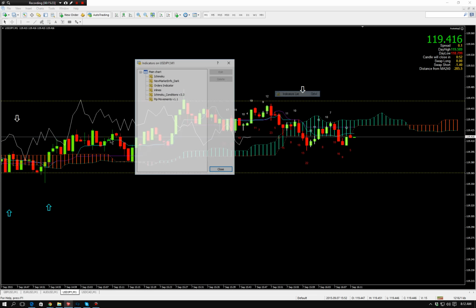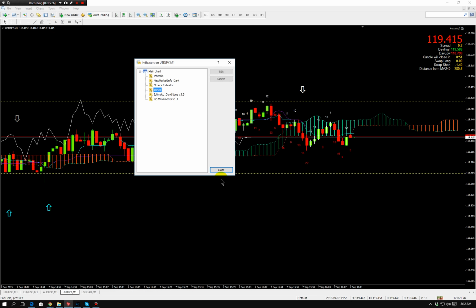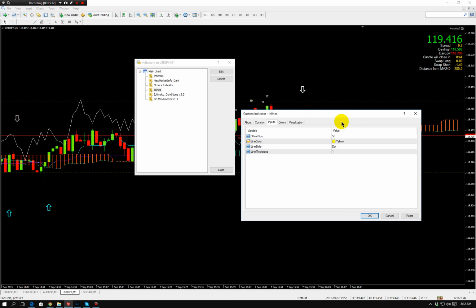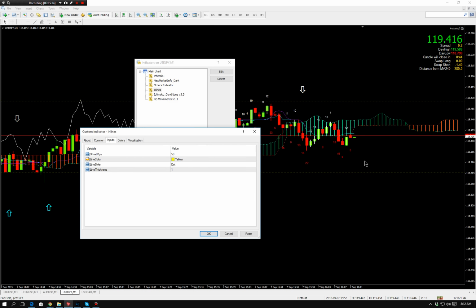Next, indicators list. Inlines. Now, Inlines, I showed how to use it real quick, but I didn't describe what it is. Inlines plots however many pips you tell it away from price. What this is for is so that you know if your trade has room to run in the direction you want it to. I'll explain that in a little bit.